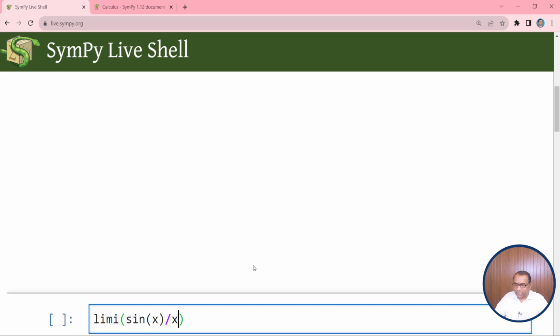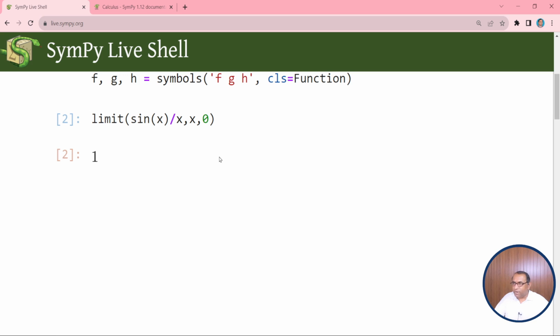So this is the function, and we want to take the limit for this function as x approaches 0, so x comma 0. This is the corresponding limit for this function. This is limit. Okay, then enter. When you enter, you will find that the limit of this function is 1.